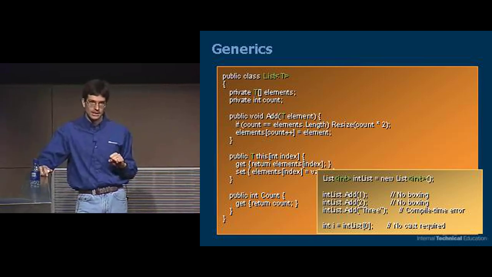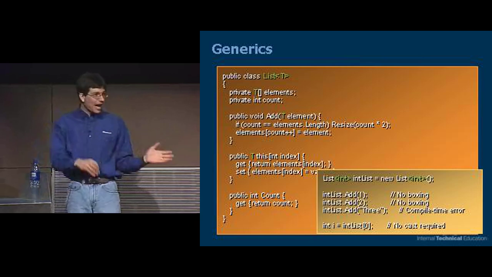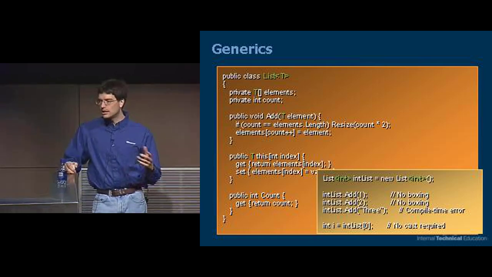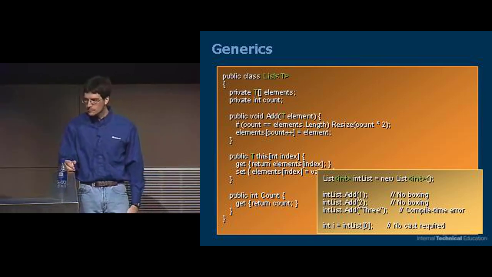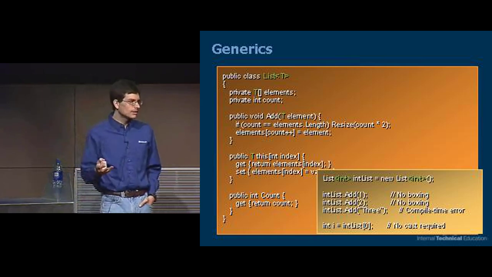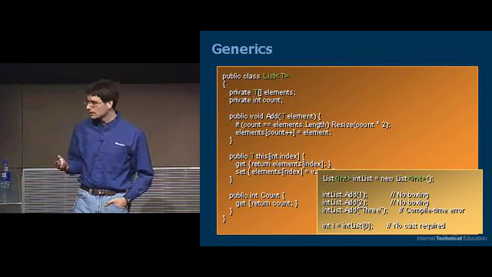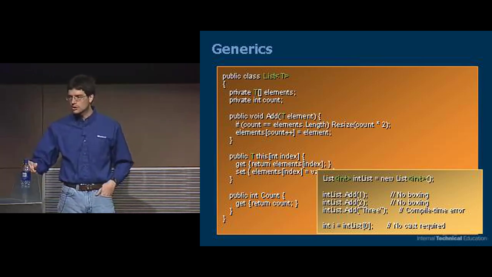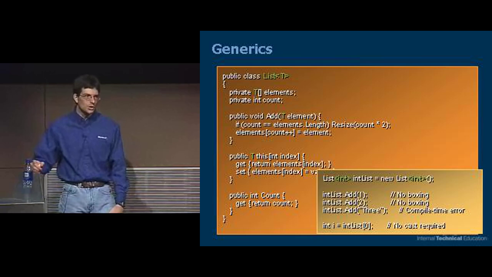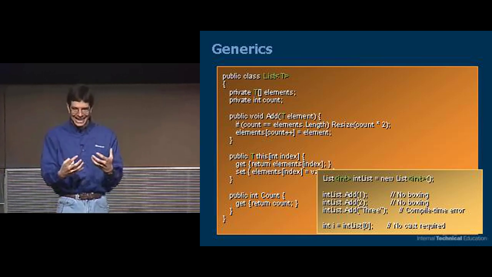Whatever you're going to give me as a T, I can create an array of that, whether it's a value type or reference type. The add method is going to take a T. The indexer returns a T. And now look at my usage code. I do List of T. That's how we read that. List of T gets new List of T. So now, List of int gets new List of int. So now I know my list contains integers.